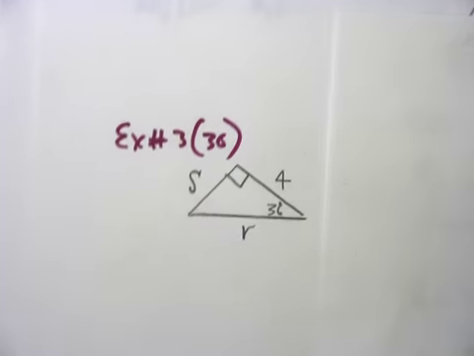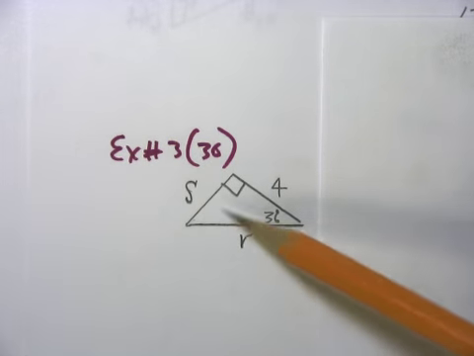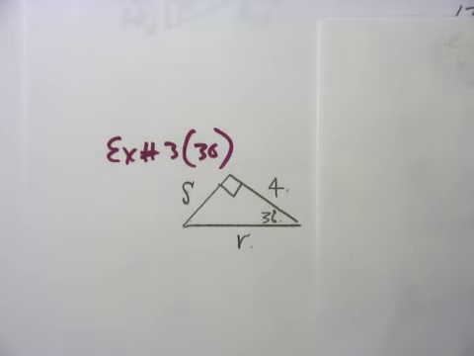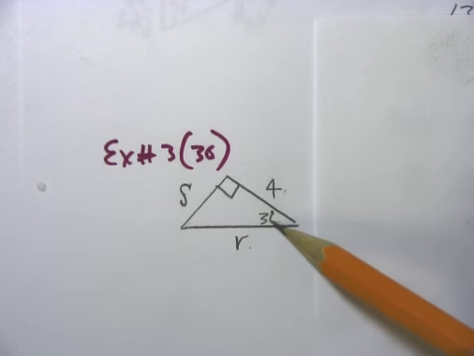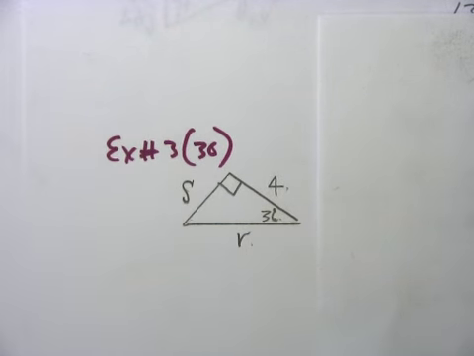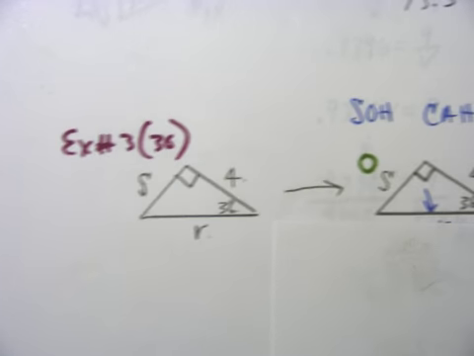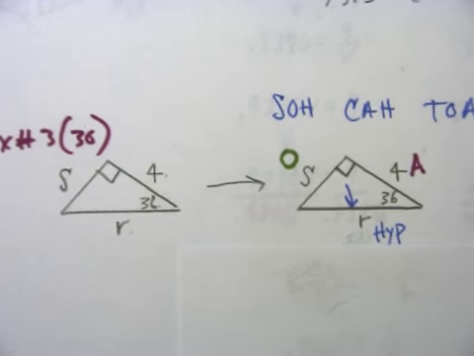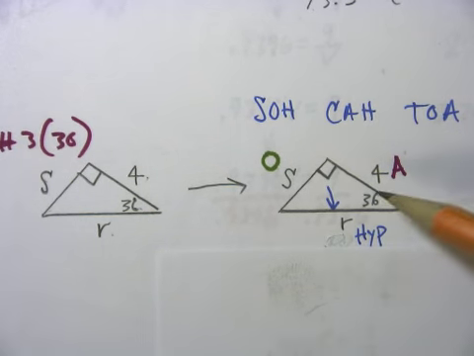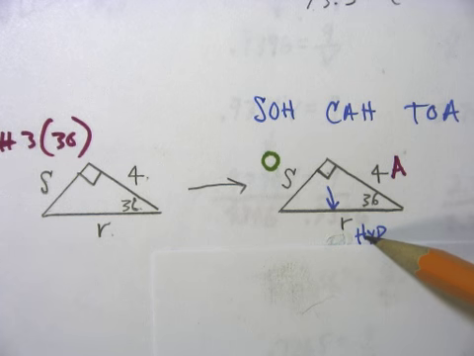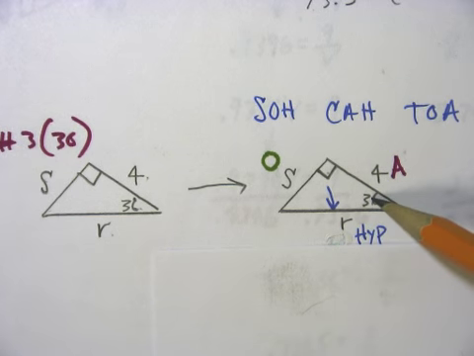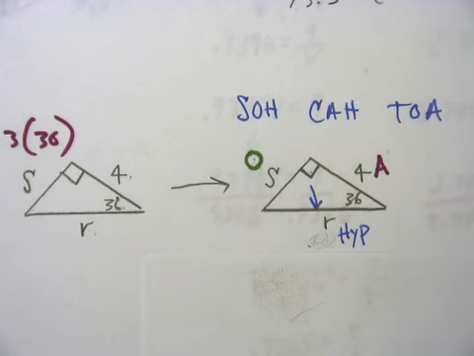Let's take a look at example number 30, question number 30. So here's my triangle. They told me that this is S, this is R, this is 4, and this angle is 36. Obviously, my focus is going to be on angle 36 there. First thing I'm going to do is label my triangle. Here's my 90-degree angle, so this is my hypotenuse. Here's my 36 degrees, so that's the opposite side, and this is the adjacent.